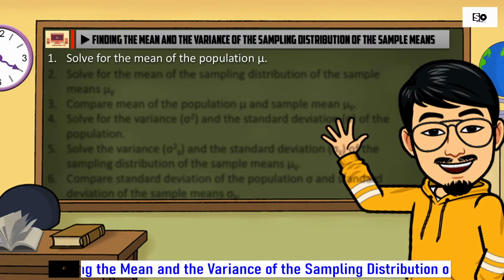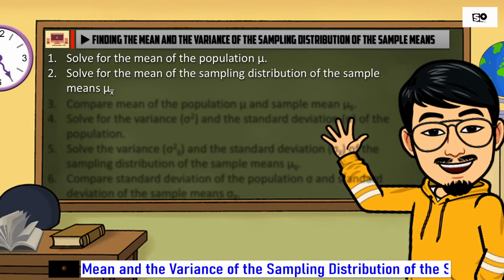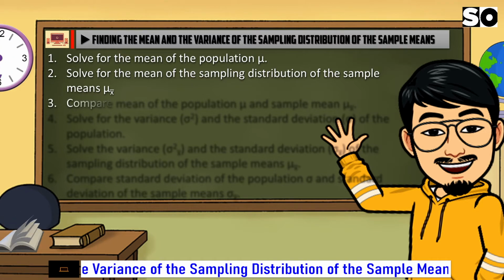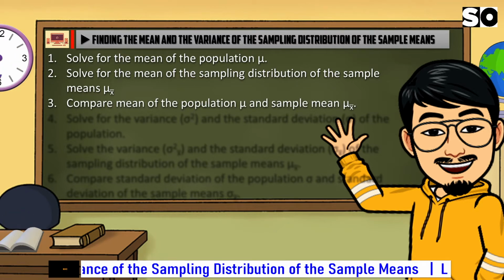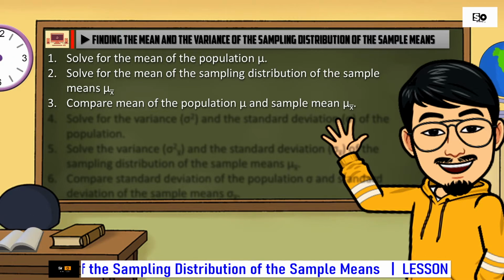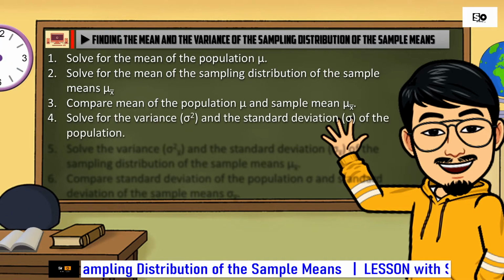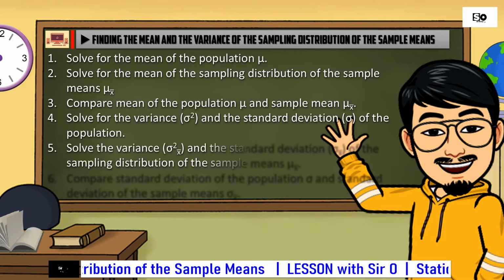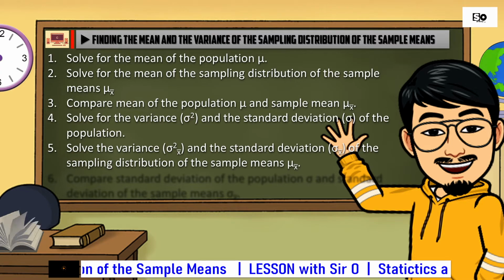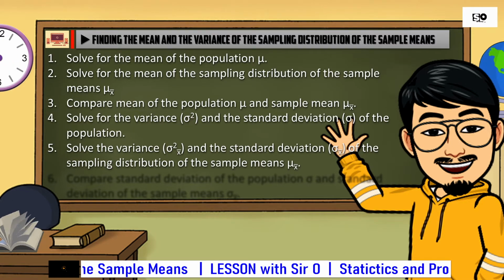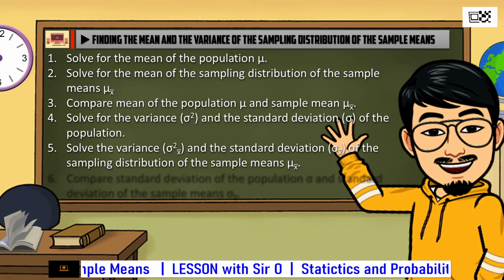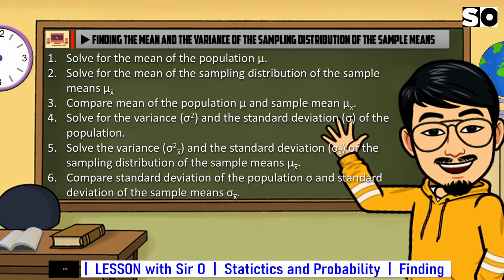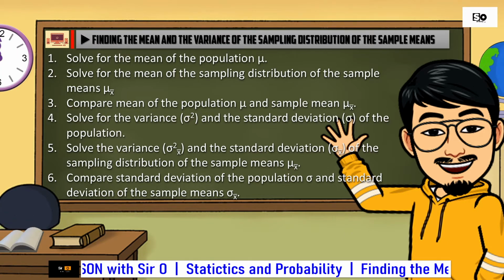Number 1. Solve the mean of the population. Number 2. Solve the mean of the sampling distribution of the sample means. Number 3. Compare the mean of the population and the sample mean. Number 4. Solve the variance and the standard deviation of the population. Number 5. Solve the variance and the standard deviation of the sampling distribution of the sample means. And last is to compare the standard deviation of the population and the standard deviation of the sample means.